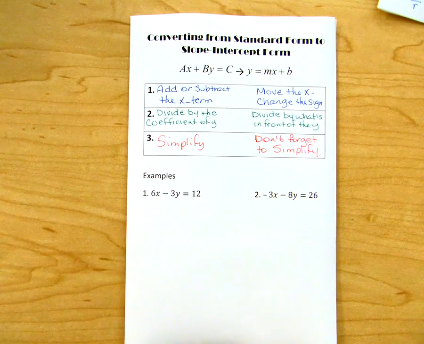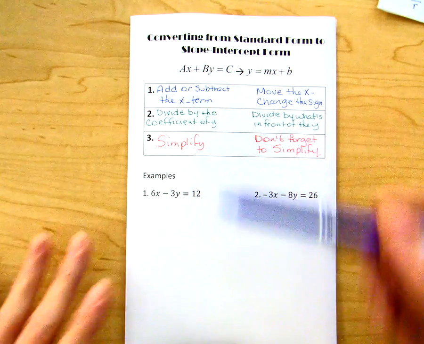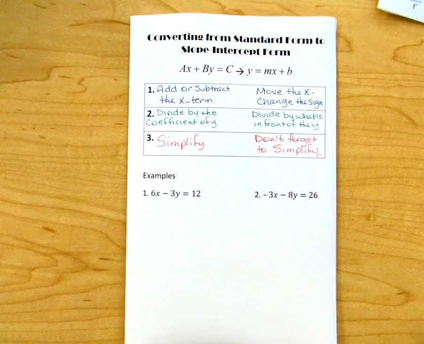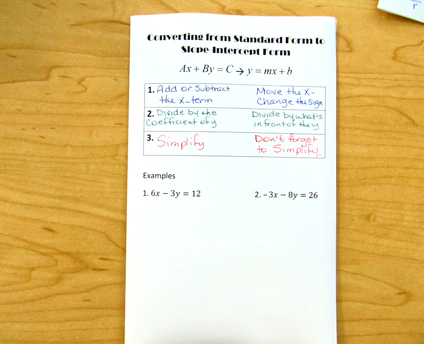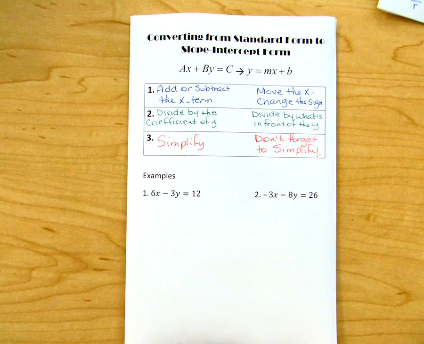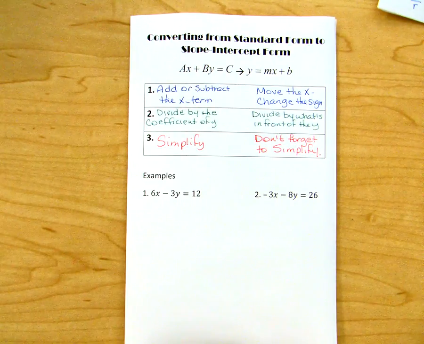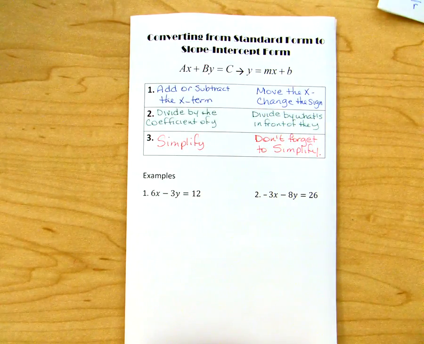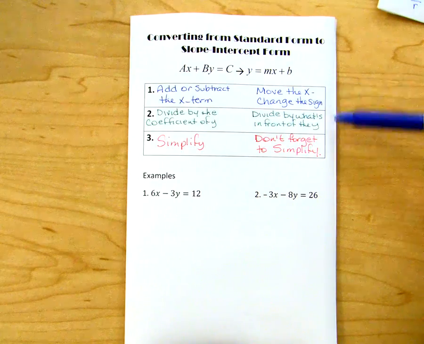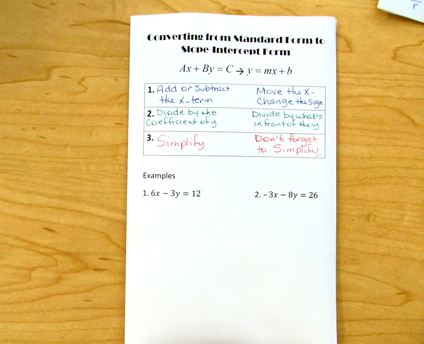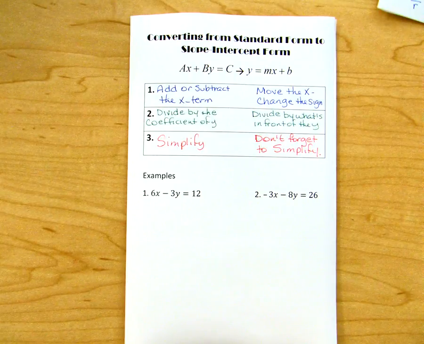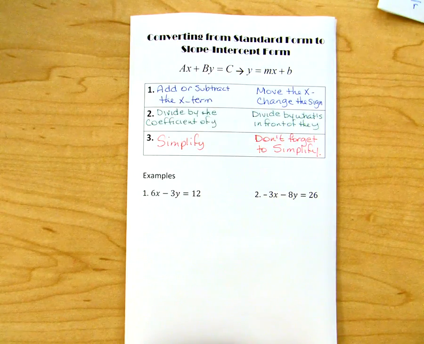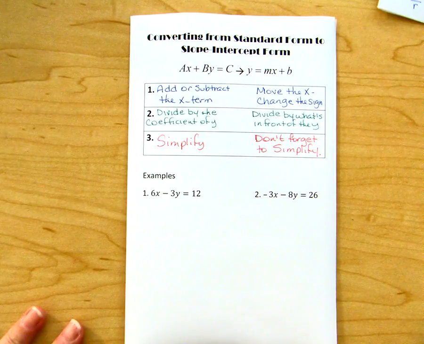So here we have our mathematical side, and here we have our remembrance side. First thing we're going to do is add or subtract the x term. The next thing we will do is divide by the coefficient of y, and then the last thing we'll do is simplify. There's a song in another video that helps us go through this, and that is: move the x, change the sign, divide by what's in front of the y. Don't forget to simplify.